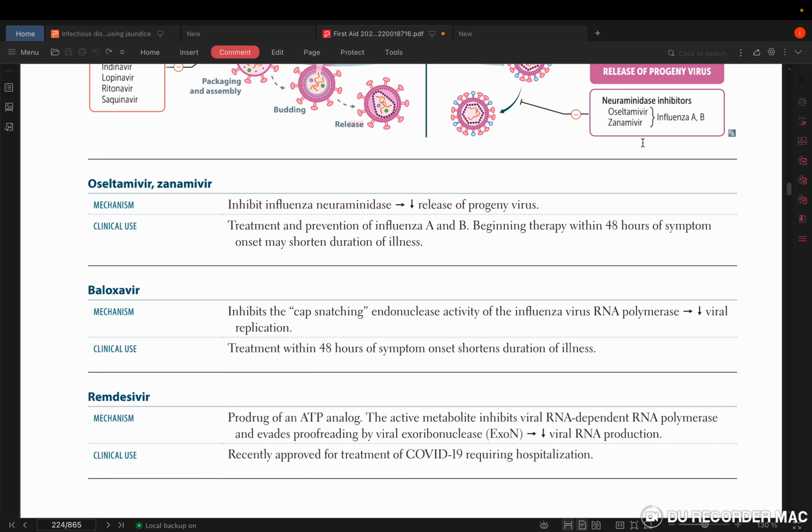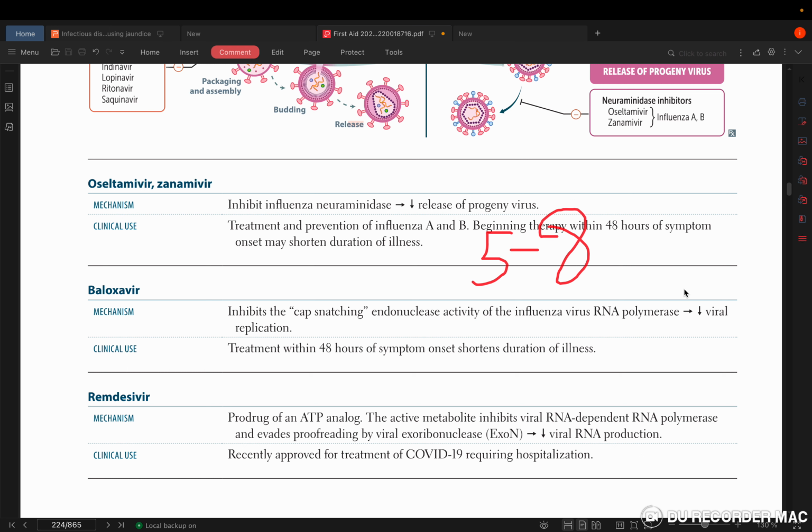Oseltamivir and zanamivir inhibit this process from occurring, which decreases the progeny virus. A treatment and prevention of influenza A and B, but you must begin the therapy within 48 hours of the symptoms. So it may shorten the duration of illness, but it does not mean that it actually treats you. Instead of getting sick for 5 days, you will be sick for 3 days. And it's contraindicated to start it after 48 hours because what is the point? Influenza itself resolves between 5 to 8 days.